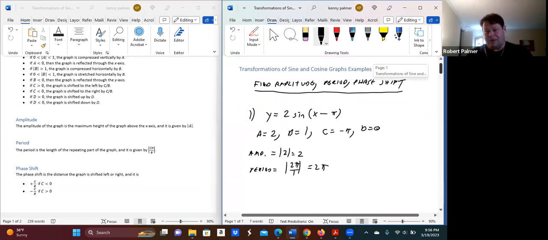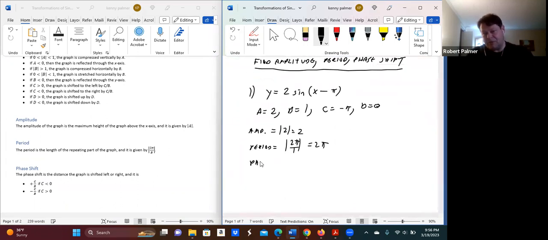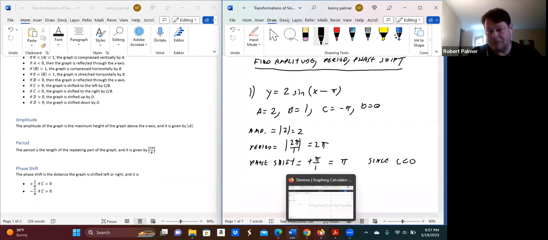And now, finally, the phase shift. It says it's going to be positive C over B in this case, since C is negative, which it is. So positive pi over 1 is equal to pi. And once again, this is since C is less than 0, since C is negative.